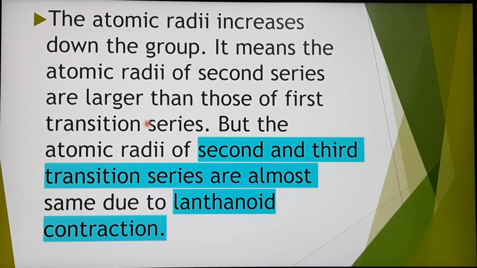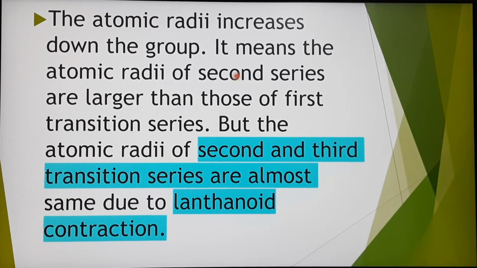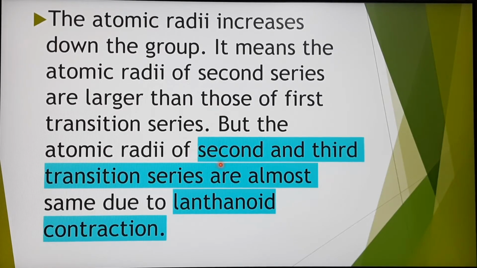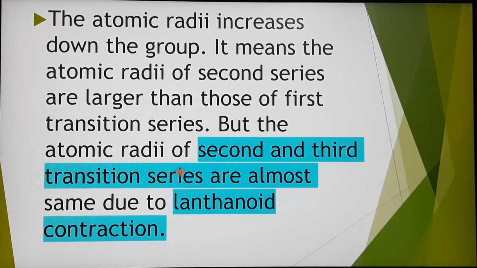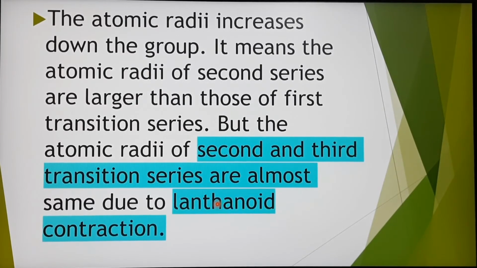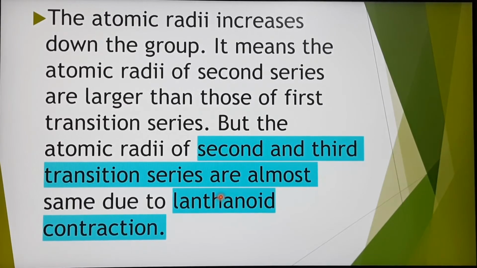Now come to the group: down the group, atomic radii increase, all of you know. So the atomic radii of the second transition series are bigger as compared to the first transition series, but if we compare the atomic radii of the second and third transition series, as shown in the graph, they are almost the same, and the reason behind it is the lanthanoid contraction, because in the third transition series entry of electrons takes place in the 4f orbital. We will discuss this lanthanoid contraction in f block elements in detail.